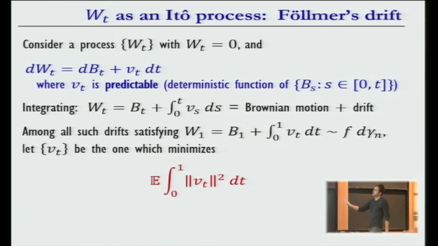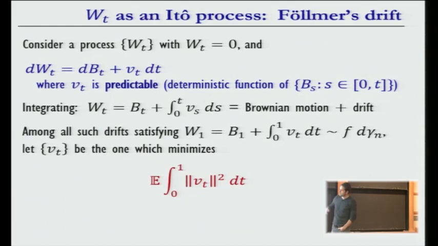VT, most formally, is a function of the filtration on which the Brownian motion is defined. But you can think about it as a function of just the past, and it's a deterministic function of the past. Given what the Brownian motion has done, and given the time t, you get to choose VT. It depends on what the Brownian motion did so far and the current time. And then you get to pick VT in a deterministic fashion.